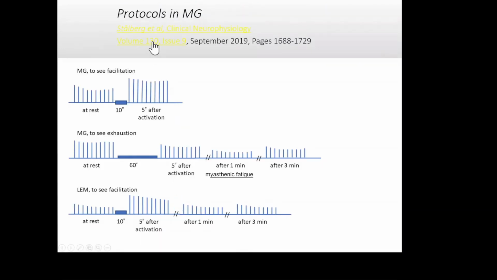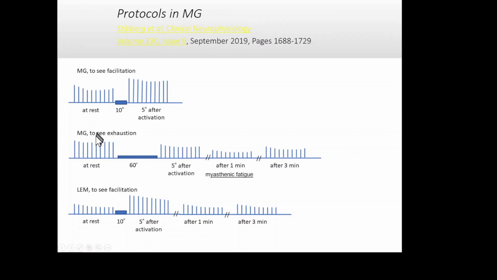And here is the protocol that was suggested based on what I just said, namely that we do a repetitive nerve stimulation with 3 Hz and make a short period of activation, 10 seconds, to see facilitation, particularly important when it comes to Lambert Eaton myasthenia diagnosis. The amplitude is increased compared to the initial amplitude, and also the decrement is less pronounced.